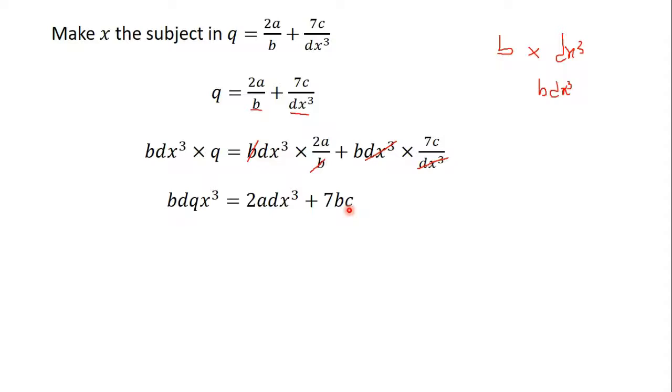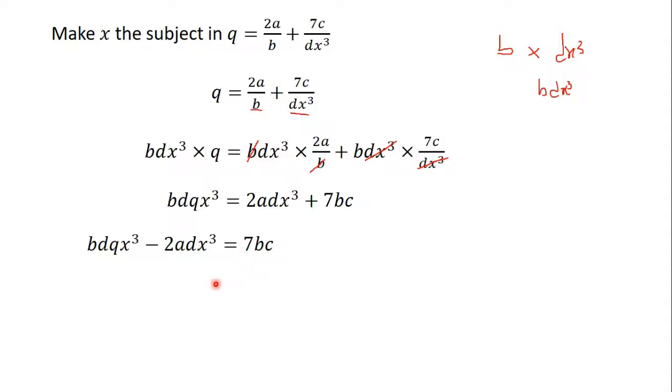Okay, we are supposed to make x the subject. Right now we have taken all the fractions out, so we can group our like terms and simplify. Since we are making x the subject, we will group the terms containing x on one side of the equation. So I will keep b dq x exponent 3 here, then I will bring 2a dx exponent 3 over there. So I'll have b dq x exponent 3 minus 2a dx exponent 3 is equal to 7bc.